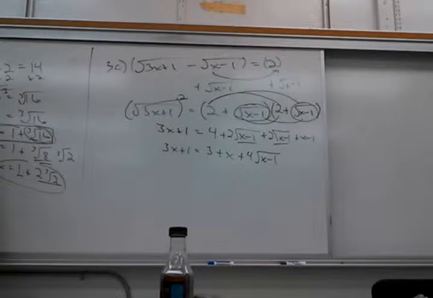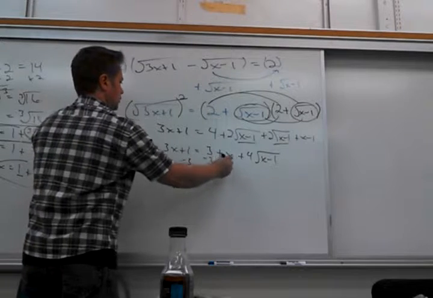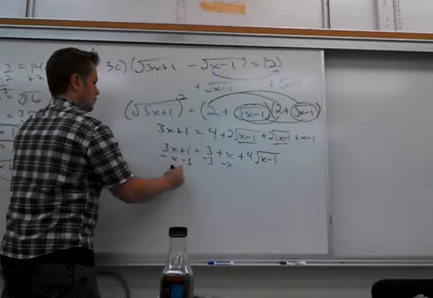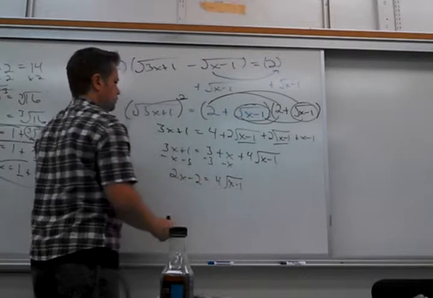So you're trying to get the radical by itself, move everything else away from it. So you subtract 3, subtract x. 2x minus 2 equals 4 radical x minus 1.